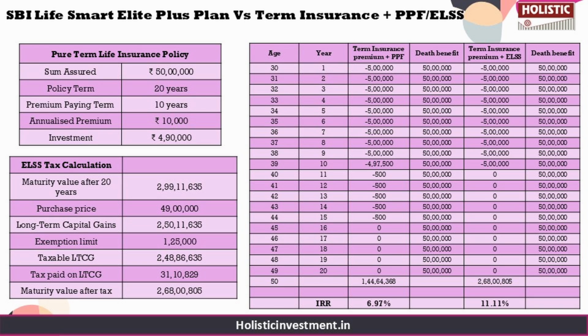If you consider an ELSS scenario, you can invest the surplus in ELSS, which would yield you a pre-tax maturity value of 2.99 crores and a post-tax maturity value after capital gains tax of 2.68 crores, which will give you a post-tax IRR of 11.11%. So these returns surpass inflation, enabling you to build a corpus for your long-term financial goals. This comparison demonstrates that separating insurance and investment provides better financial growth.